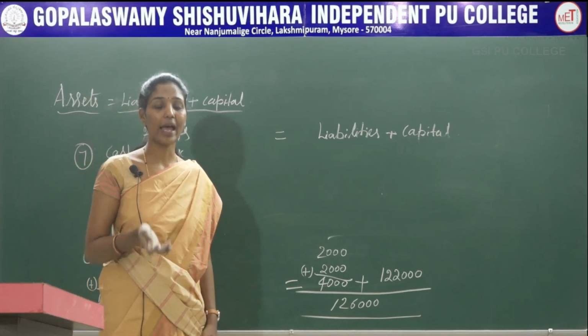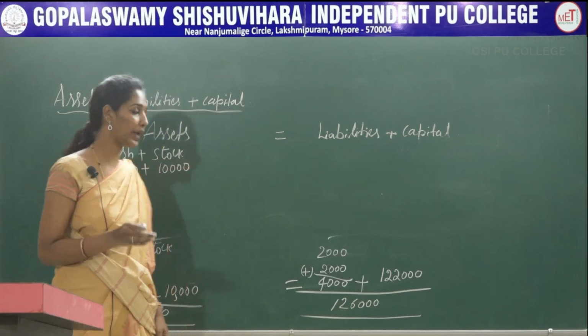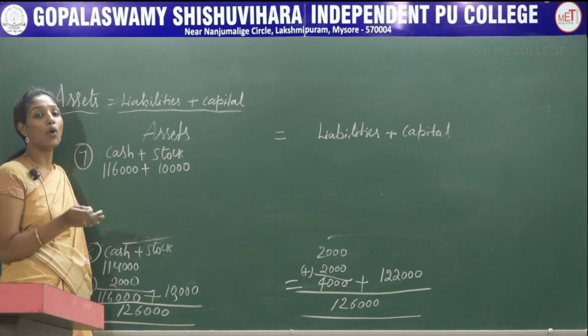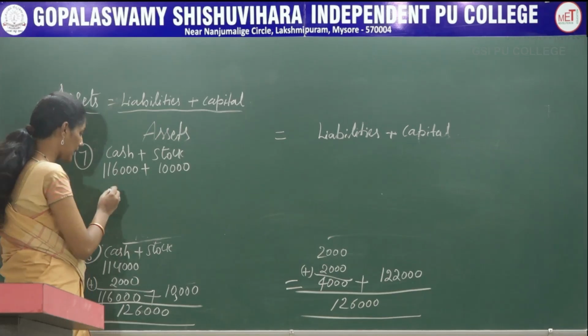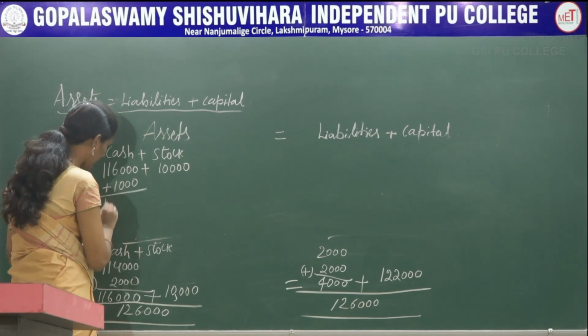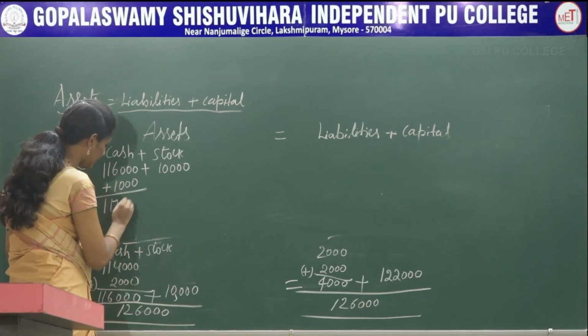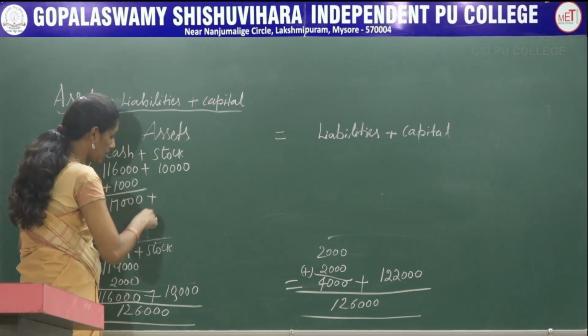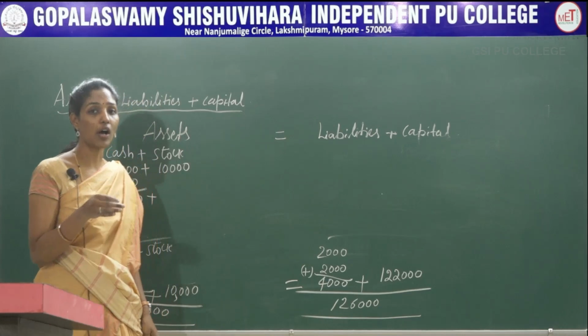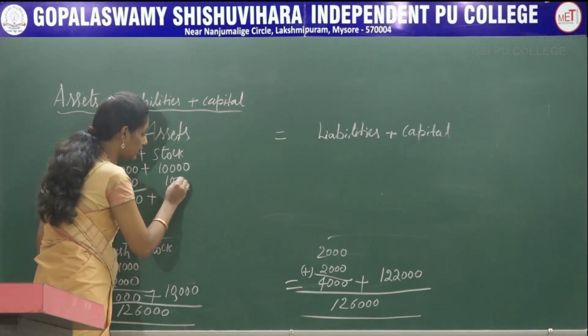Income is generated and that income must be added to the cash balance. You have to add the amount of sale value to the cash balance, that is rupees 1000. So now the actual cash balance is 1,17,000 plus when you sell the goods, it decreases the stock by rupees 1000.